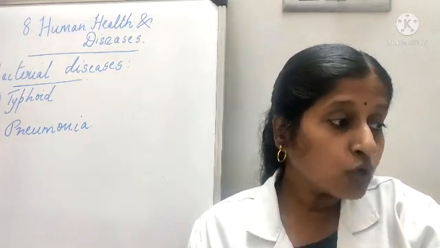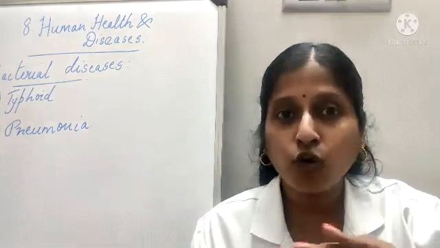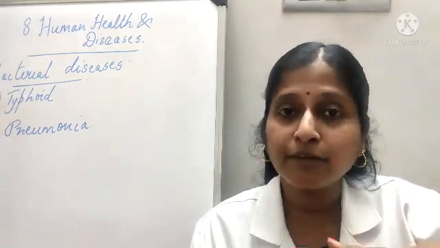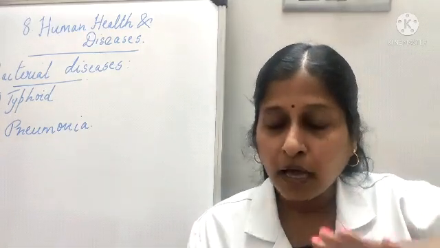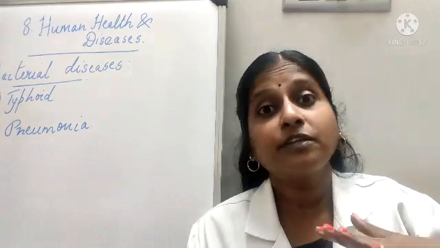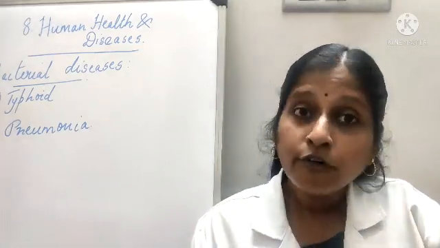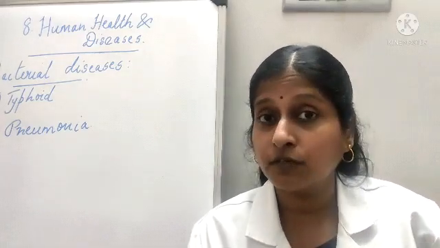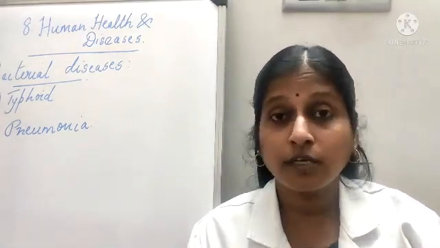Now, some of the symptoms which you see when you are having typhoid: point number one is constant high fever. Constant means the fever doesn't come down. It will be constant, every time like that. Around 39 degrees Celsius to 40 degrees Celsius is your fever. So that is the first symptom: constant very high fever, 39 to 40 degrees Celsius.